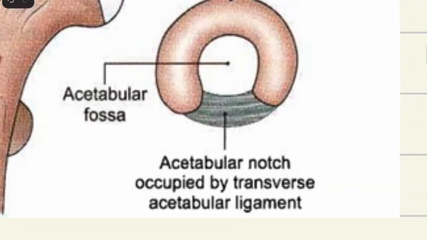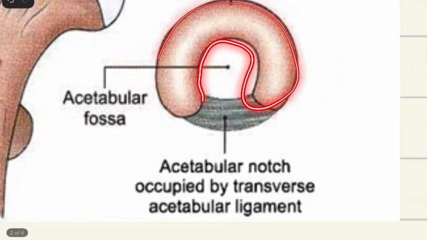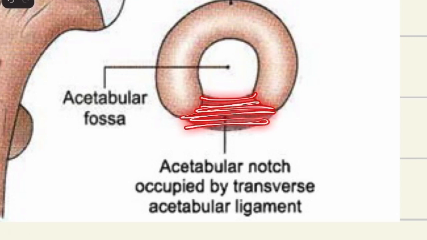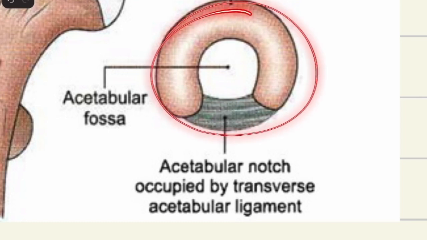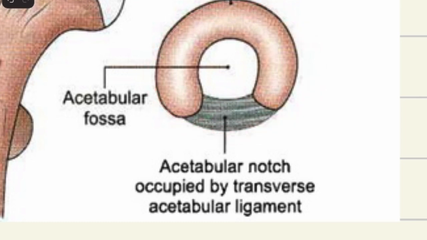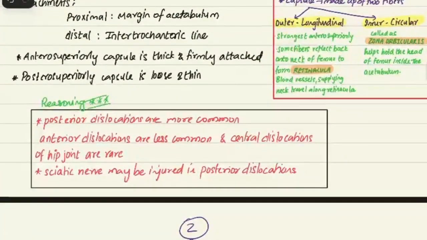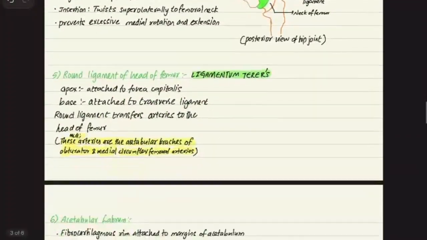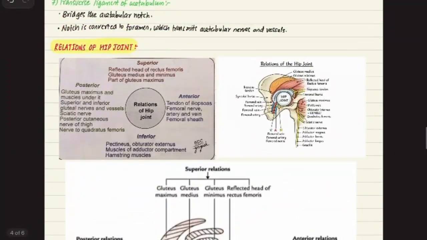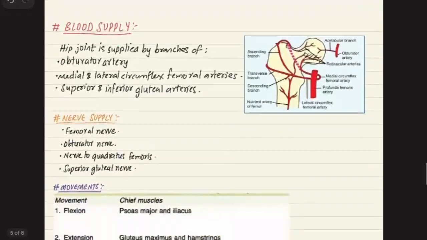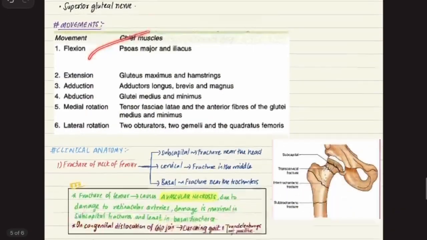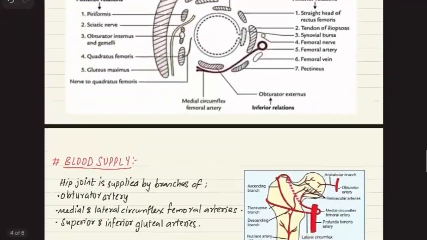You can see this is the articular surface, and this is bridged by the transverse ligament, and due to this bridging, the acetabular notch is converted into a foramen, which transmits blood vessels and nerves. So this is all in this video, up to the ligaments. In the next coming video, we'll be talking about the relations, the blood supply, the nerve supply, and the movements, as well as the clinical anatomy.